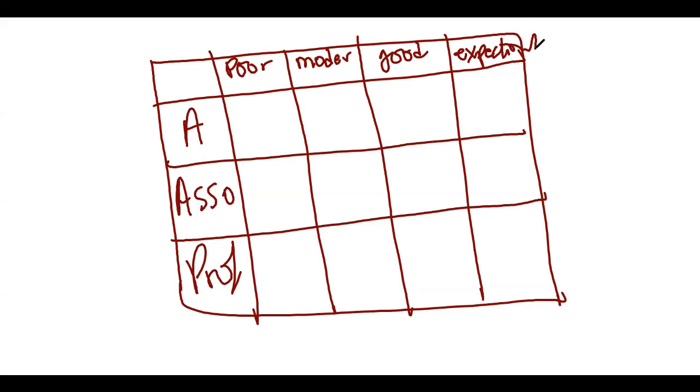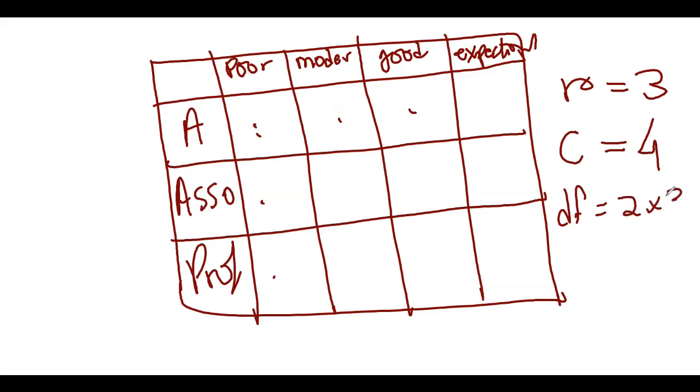Now, in this case, how many rows and how many columns are there? You can tell me very easily. This table is known as a contingency table. The number of rows is 3 and the number of columns is 4. So the degree of freedom is 3 minus 1 multiplied by 4 minus 1, which is 2 multiplied by 3, equal to 6.